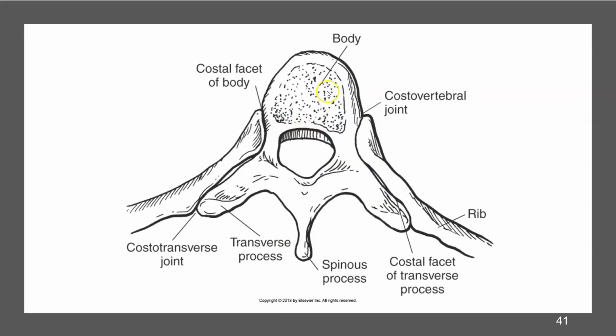All right, so looking here at the T-spine, here's your body. We have the costovertebral joint, and we have the costal facet transverse process. So here's a rib, and we've got your transverse process. So the way I remember it, costovertebral, it's by the vertebral body. And then costal facet transverse process. So this is the joint space right down here, and it's down by the transverse process.